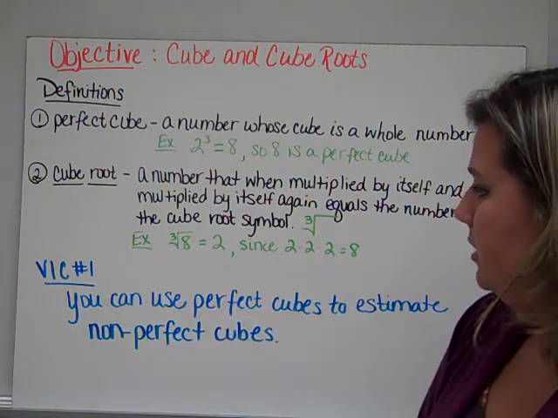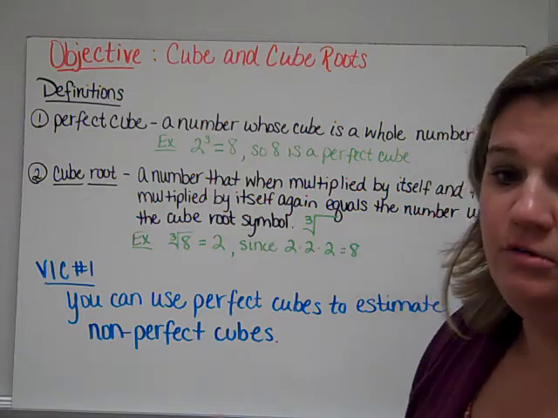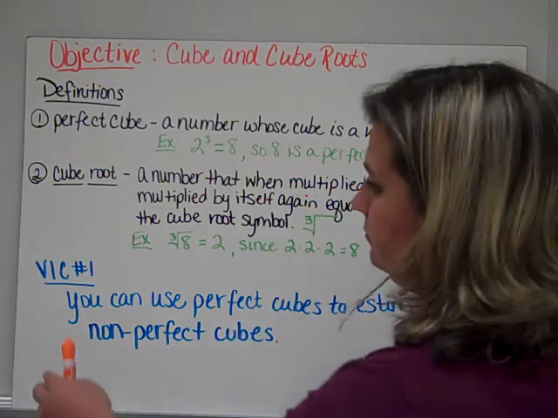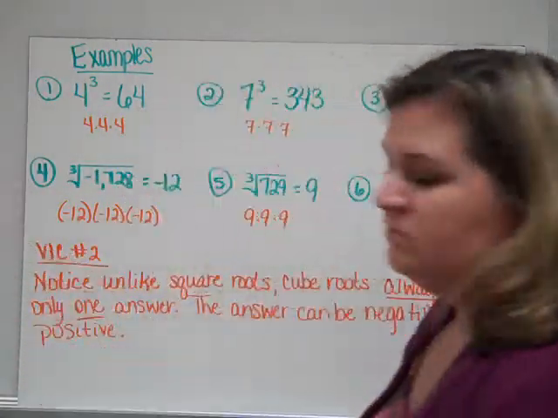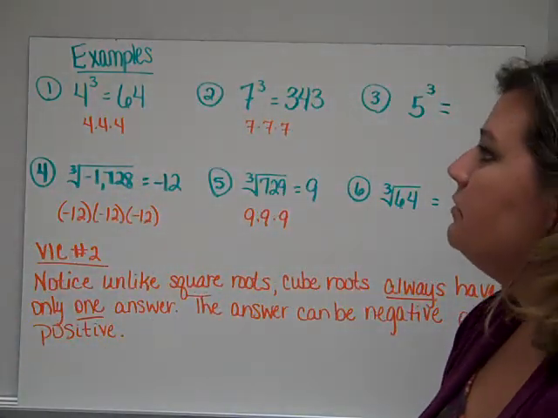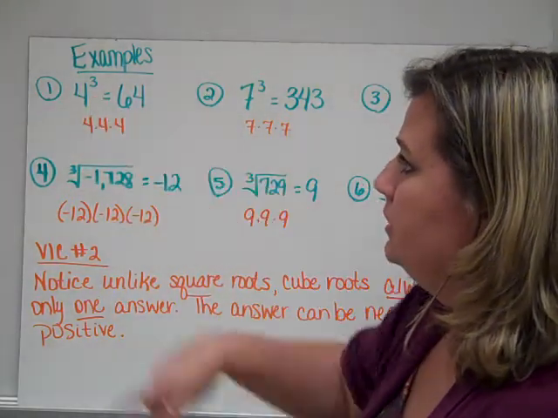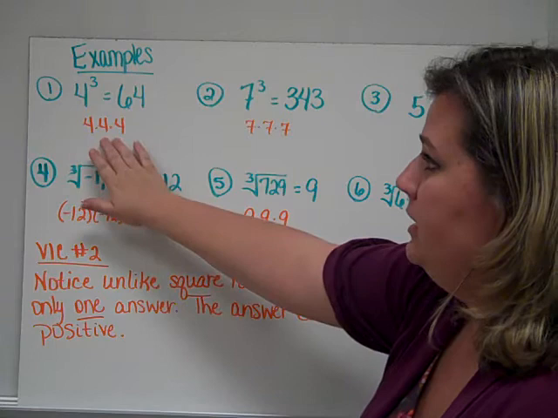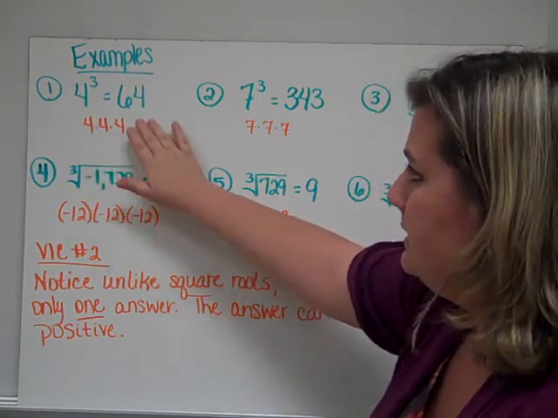Fact number 1: you can use perfect cubes to estimate non-perfect cubes. So let's go over some examples, okay? 4 cubed. So think about that. 4 cubed is 4 times 4, which is 16, times 4 is 64.